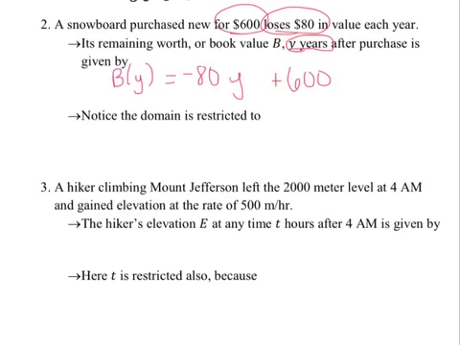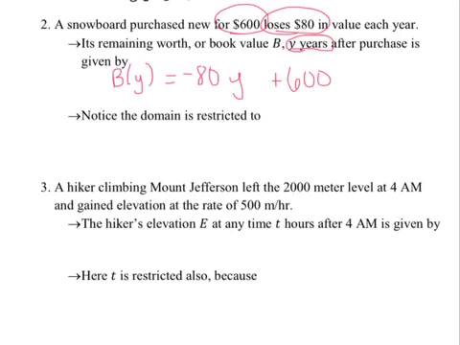Think about it for a second. If 10 years go by, this becomes negative 800. You can't have a negative value. It would be like paying somebody else to take the snowboard from you. So there's got to be some sort of limitation. So we want to know, when does the value of the snowboard become non-existent, or when does it become 0?